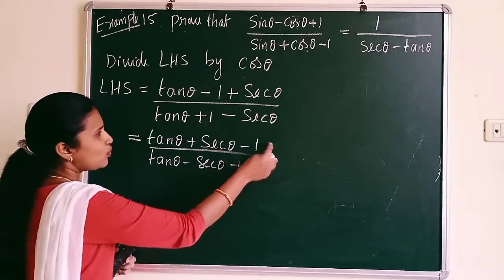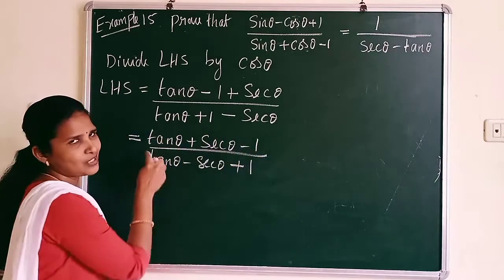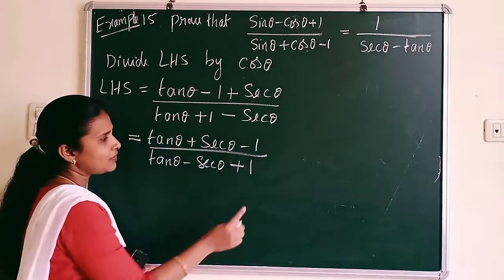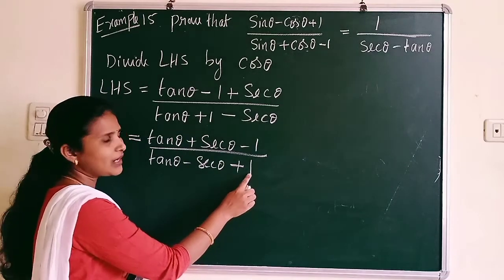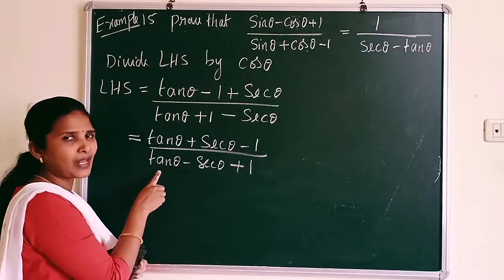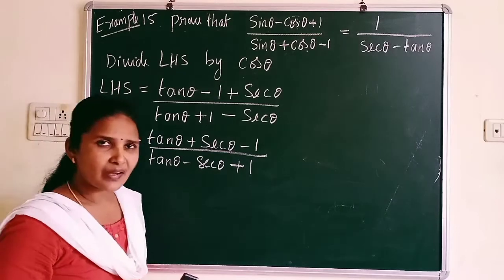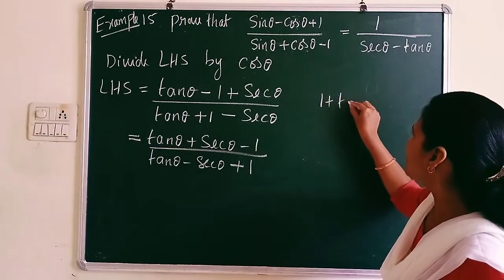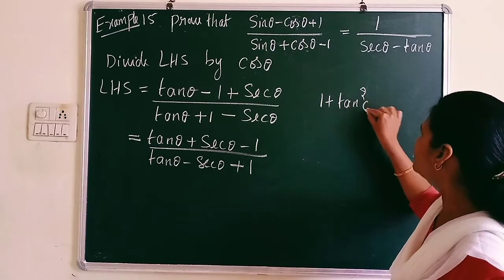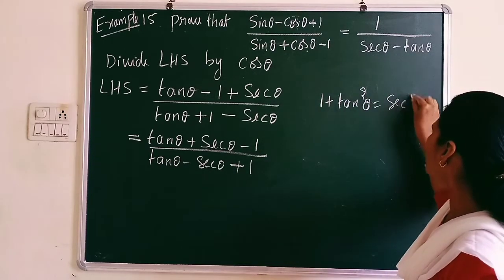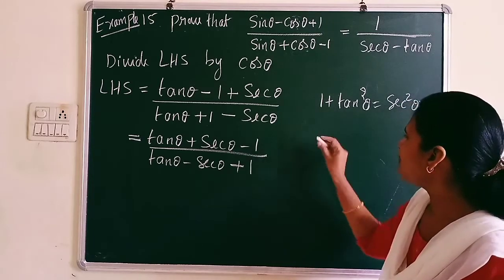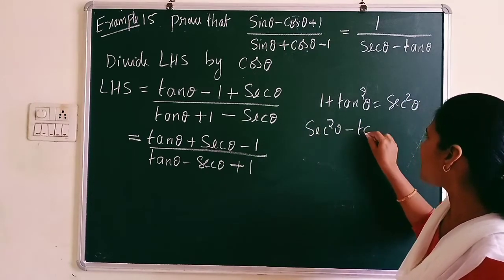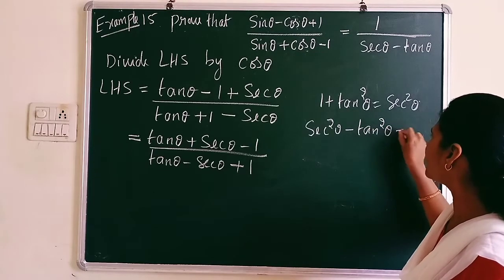So now I don't want anything. This should get vanished. The numerator should get vanished. To vanish the numerator, we have to make 1 here as another identity which is related to tan and sec. So recall what is the identity which is related to tan and sec? Yes, 1 plus tan square equals secant square theta. So this can be rewritten as secant square theta minus tan square theta equals 1.